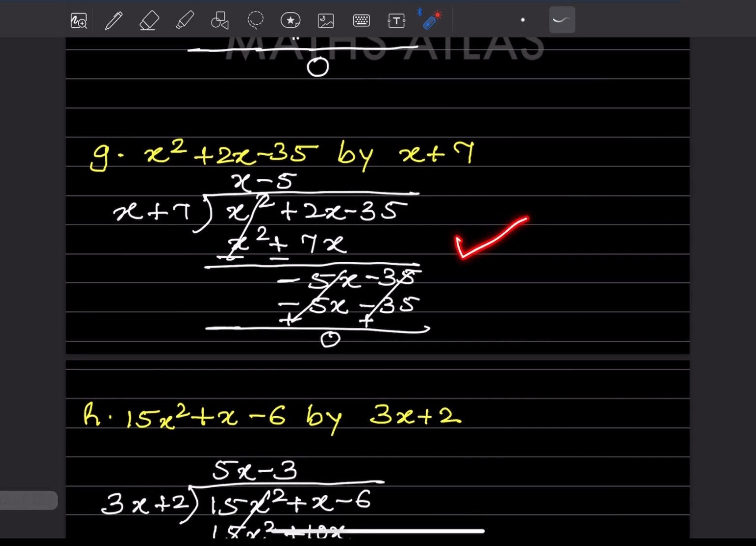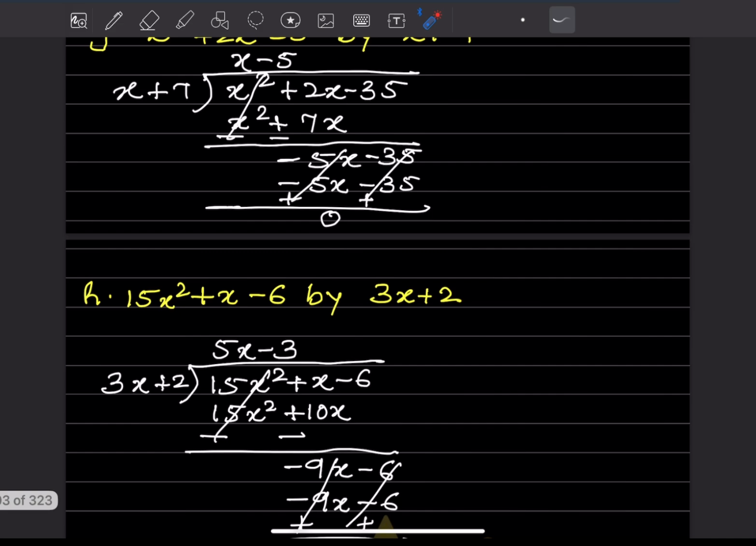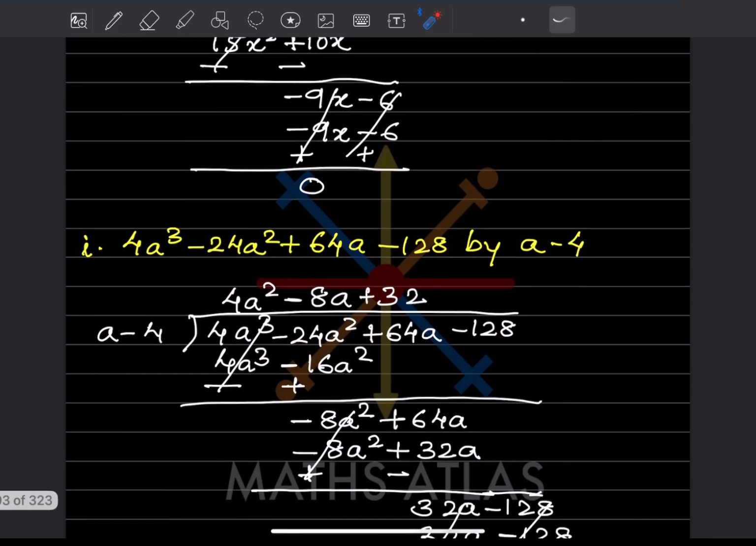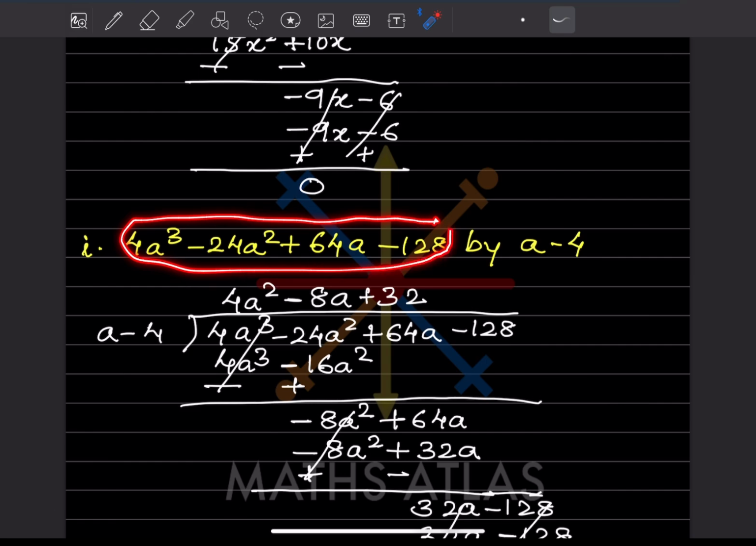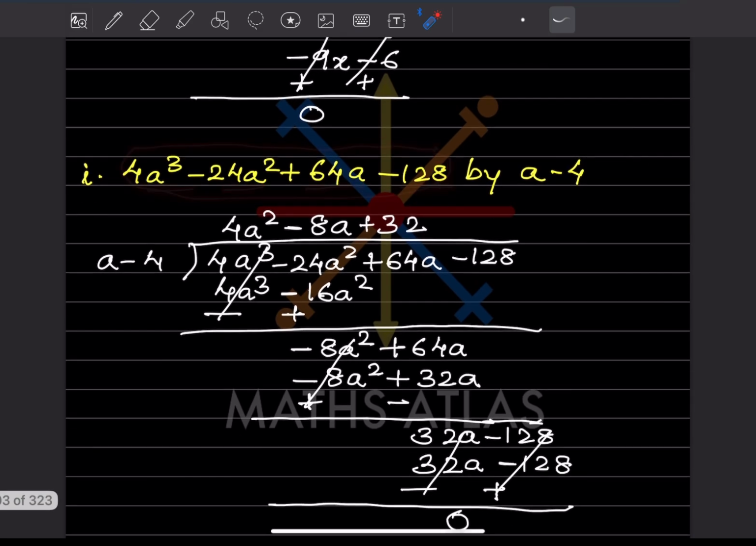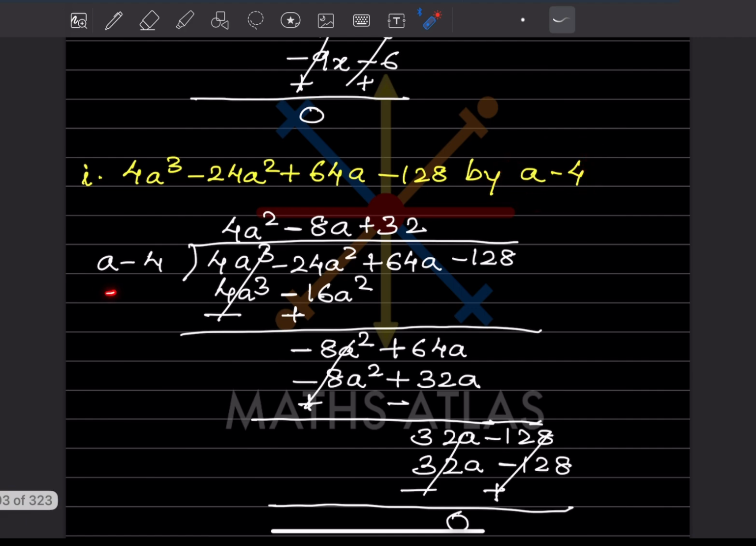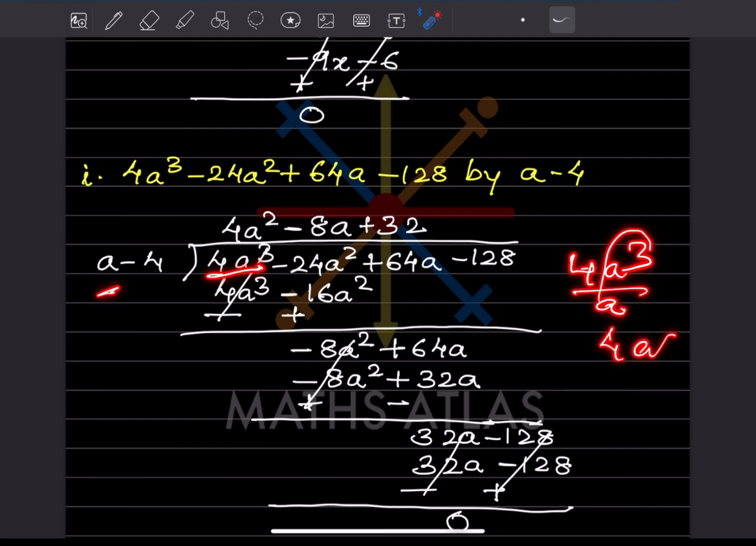Same here. The same type is here also. Here there is nothing, no problem here. Only in place of that there were 3 terms, and here are 4 terms, 1, 2, 3 and 4. So I'll show you here, a minus 4. So you'll compare this and this. 4a cube divided by a, that is going to be 4a square.